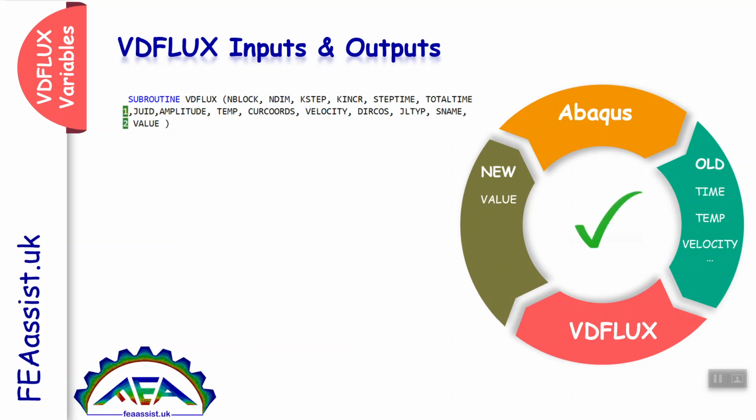This is how Abaqus and VDFlux interact with each other, which is necessary to understand if you want to write a good VDFlux. For example, value here, as I said, is the amount of the flux that you need to define in your subroutine based on your formulation.